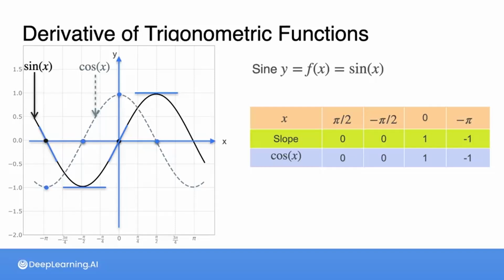Do you think this is a coincidence? Actually, it's not. It's always the case that if f of x is sine of x, then the derivative f prime of x is the cosine of x. And why would this happen? We'll take a look at it in a minute, but it's a really, really nice property.